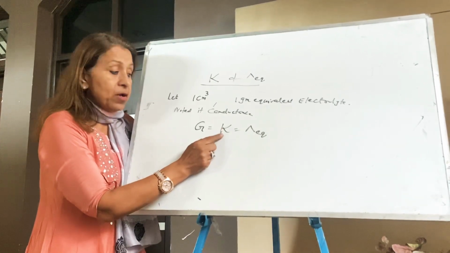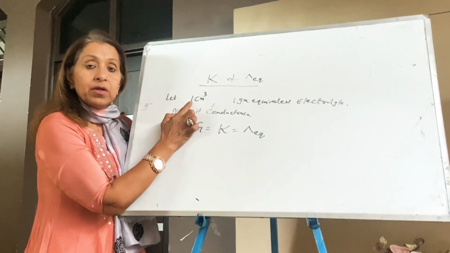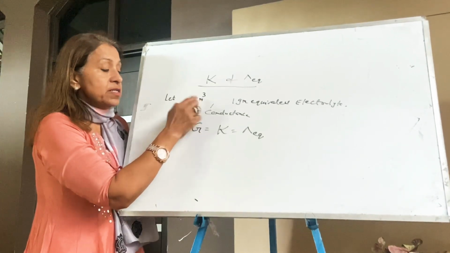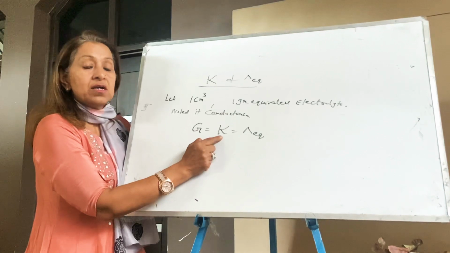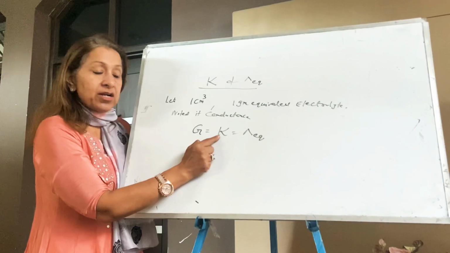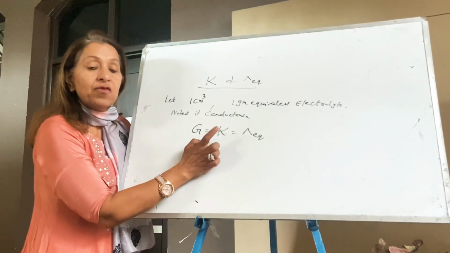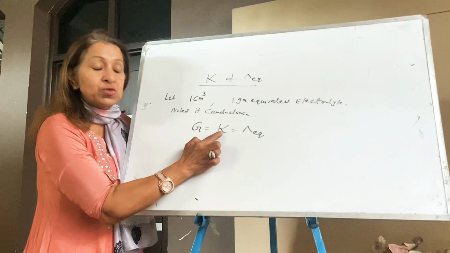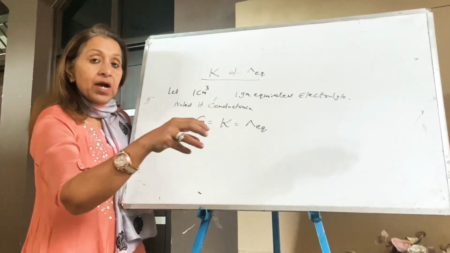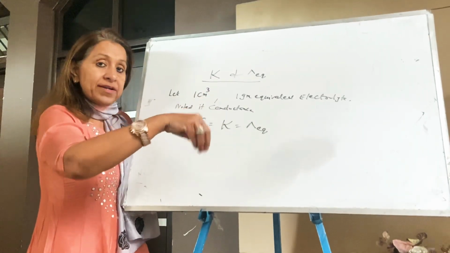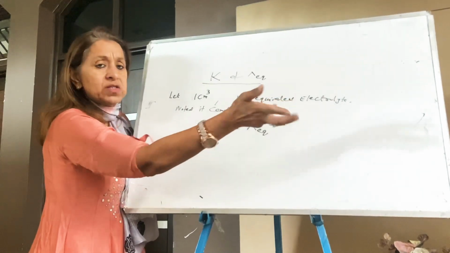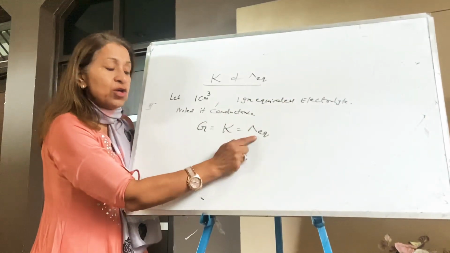Why? Because the solution is 1 centimeter cube. If the solution is 1 centimeter cube, its conductance is always equal to specific conductance. I have said this line many times today. So what is specific conductance? It is the conductance of 1 centimeter cube of solution, and your solution volume is 1 centimeter cube. And to make this solution, I have dissolved 1 gram equivalent of NaCl or any other electrolyte. So it is also equal to lambda EQ.